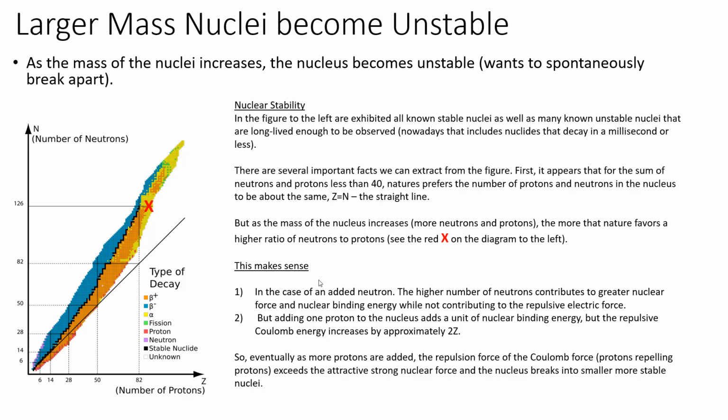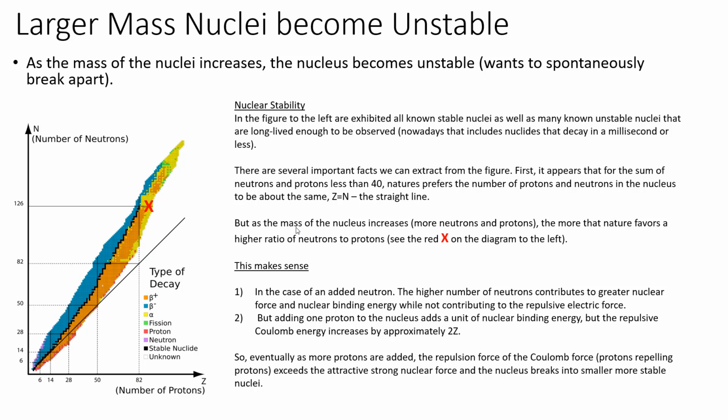So why does this make sense? In the case of an added neutron, the higher number of neutrons contributes to greater nuclear force and nuclear binding energy, while not contributing to the repulsive electric force. So add neutrons, not a problem. That's why you're seeing more neutrons here than protons as this thing gets larger.